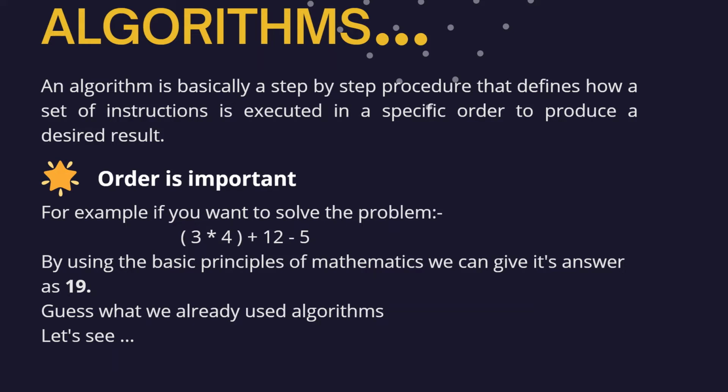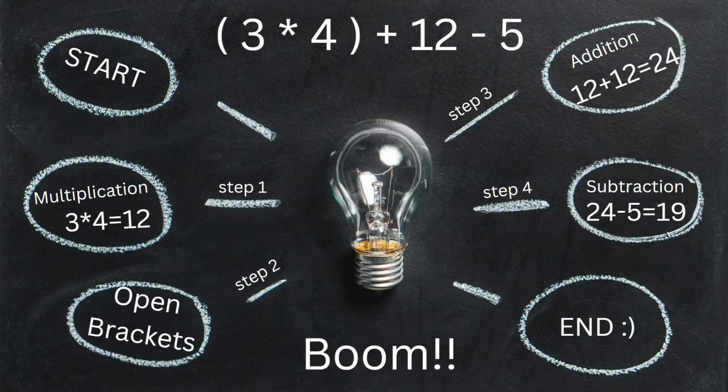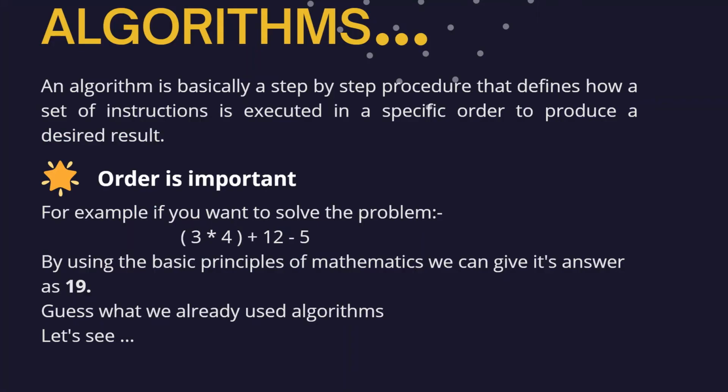Now, by using the basic principles of mathematics, we can give its answer as 19. Guess what? We already used algorithms. Let's see how. Now, as stated earlier, we said algorithms are a set of instructions executed in a specific order.